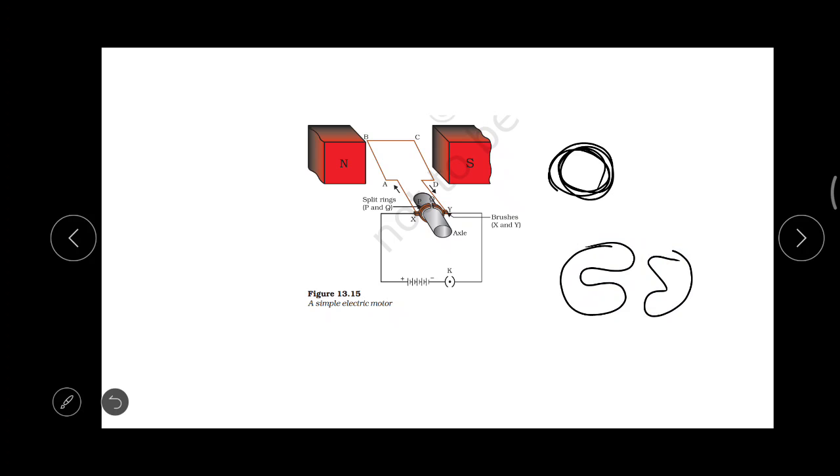So AB is connected to one of the split rings, and CD is connected to the other split ring. And as it rotates, what will happen? As the coil rotates, the split ring also rotates.